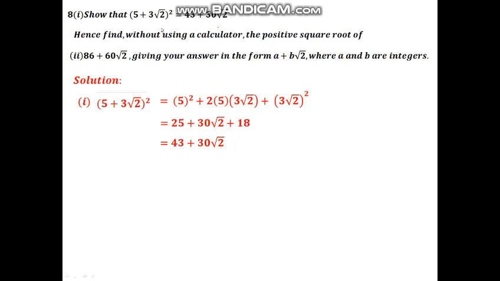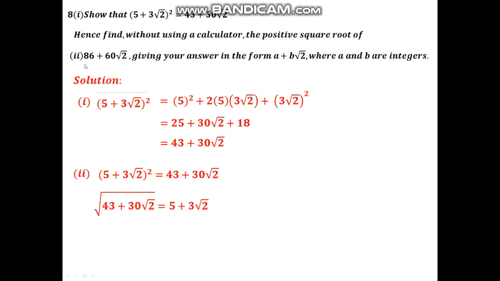Alright, I will just copy down, and then we think it reversely, or we do a reverse engineer. If (5 plus 3 square root 2) square is 43 plus 30 square root 2, then we can also say the square root of 43 plus 30 square root 2 is 5 plus 3 square root 2. Okay, something like this. Alright, square root of (43 plus 30 square root 2) equals 5 plus 3 square root 2. Okay, now we can go back to the original question.